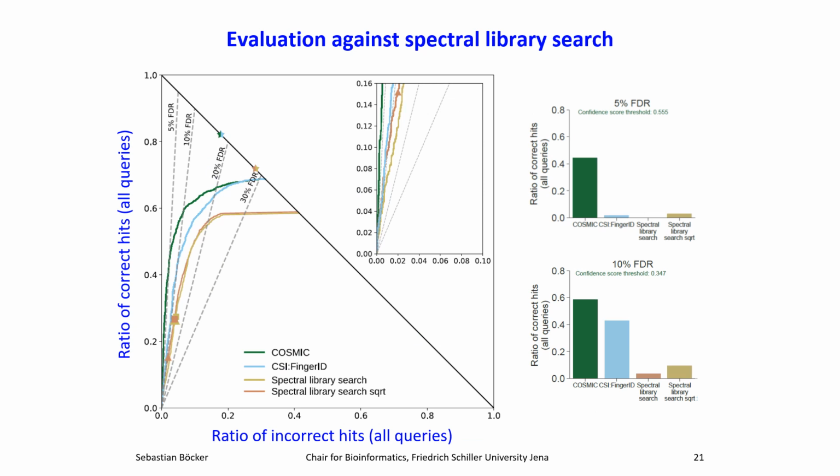I'm really not going into the details here because I have noticed that a lot of people get upset about that. So if you don't believe me, that's okay for me as well. But all the numbers are indicating that yes, COSMIC and the confidence score work better than spectral library search.